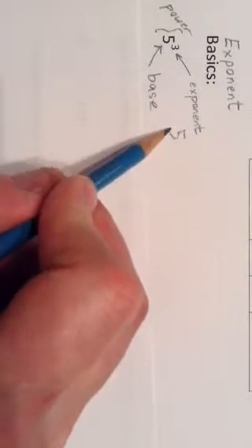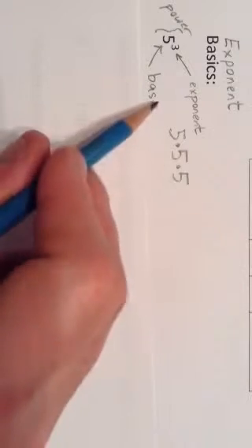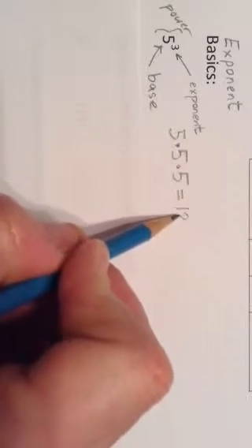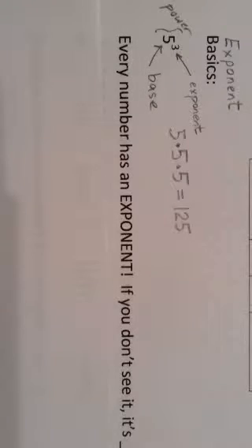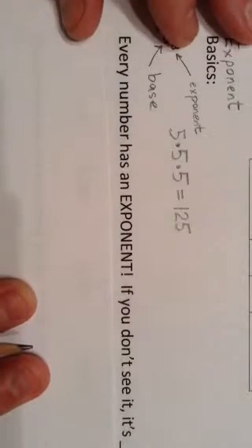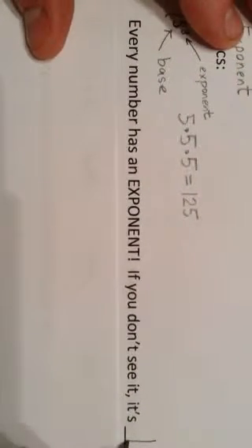Again, the base is the number that is repeatedly multiplied. Notice the multiplication dots. You don't see plus signs, you don't see minus signs. You see multiplication, and that's going to give me 125. Calculator does a quick check on that. Okay, so remember, every number has an exponent. If you don't see it, it's 1.